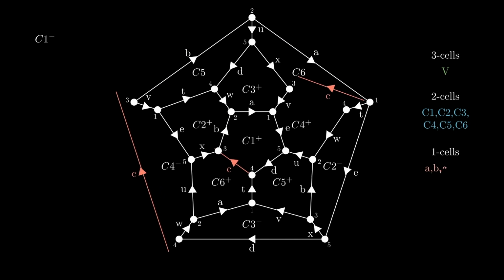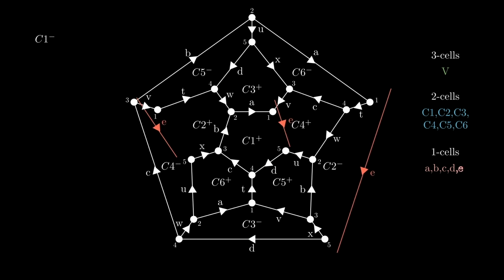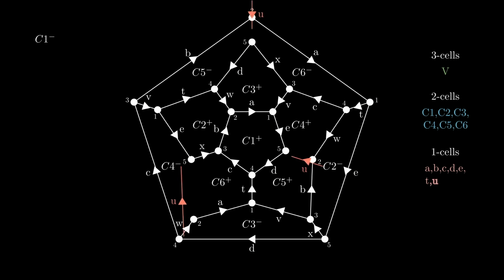There are 10 1-cells. Each appears 3 times on the diagram. We label them A through E and T through X. Finally, there are 5 0-cells. Each appears 4 times on the diagram. We label them 1 through 5.